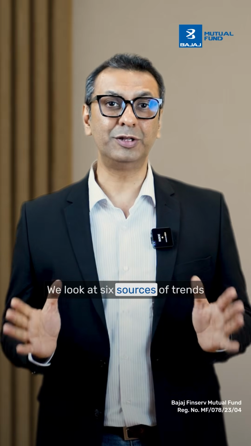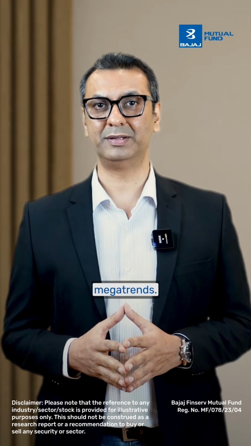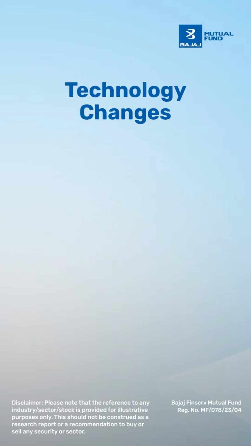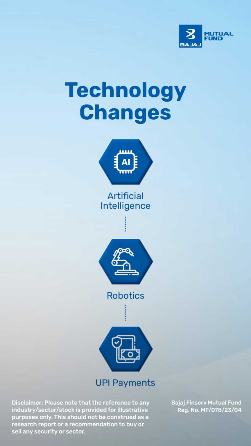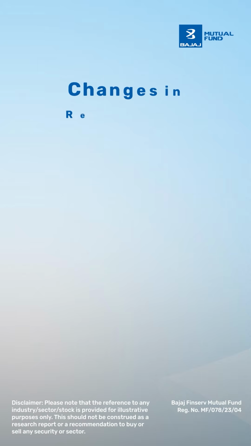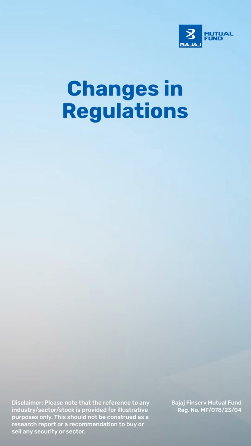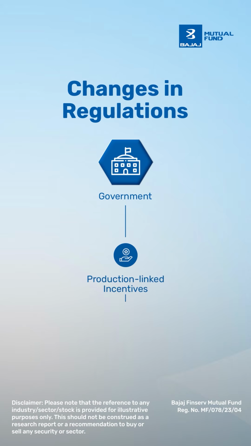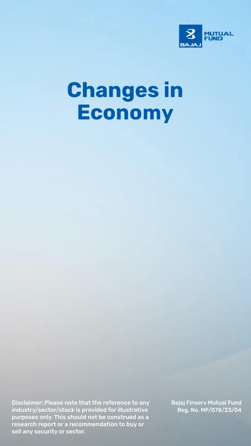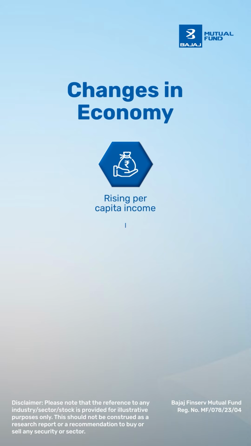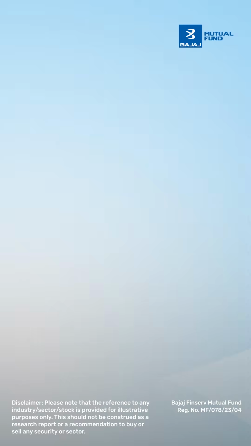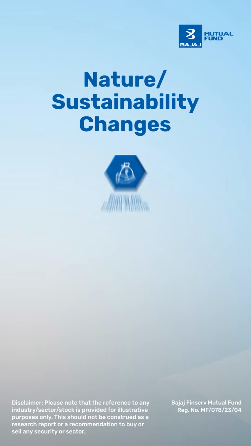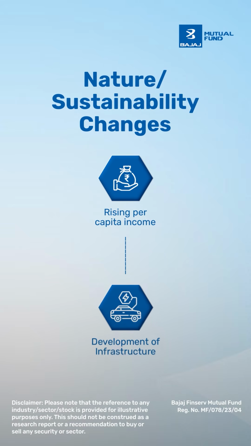We look at 6 sources of trends when we look at these megatrends. Technology changes, like for example, changes because of AI, robotics, even UPI payments. Changes in regulations, which is about, say, government giving incentives to manufacturing through production-linked incentives. Changes in economy, like rising per capita income, development of infrastructure. Nature or sustainability changes, electric vehicles, for example, right?